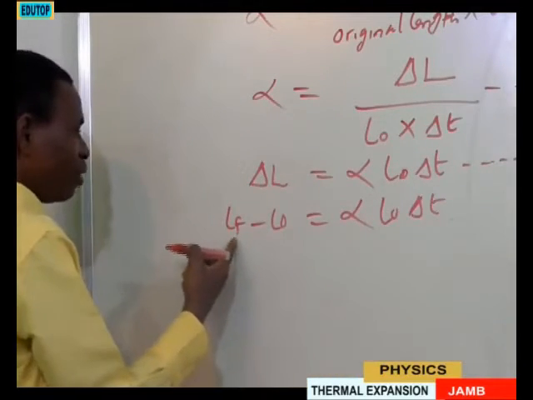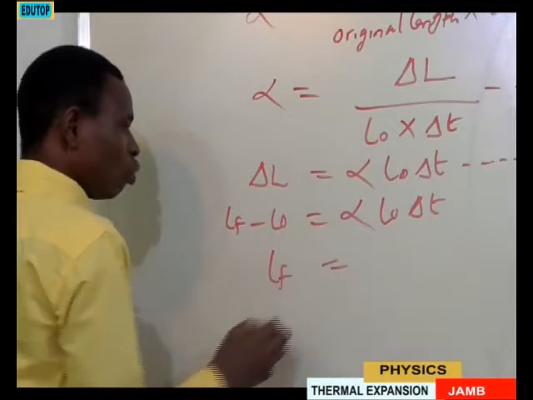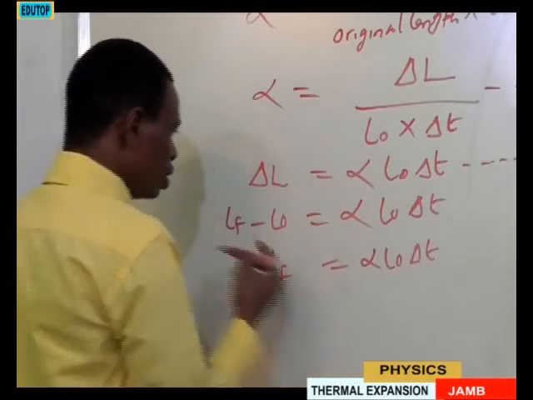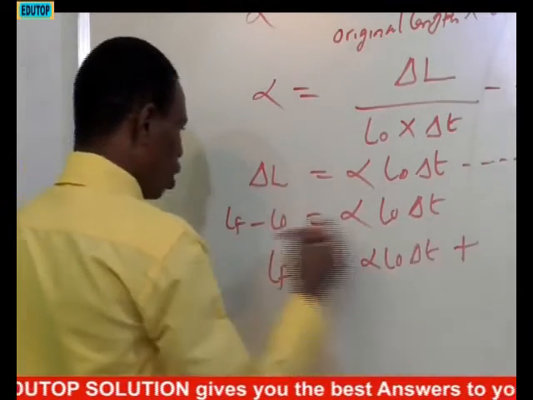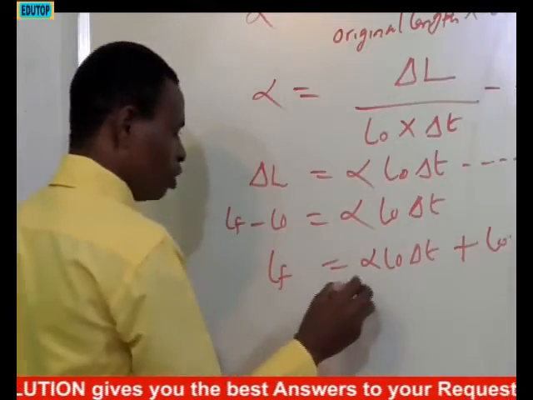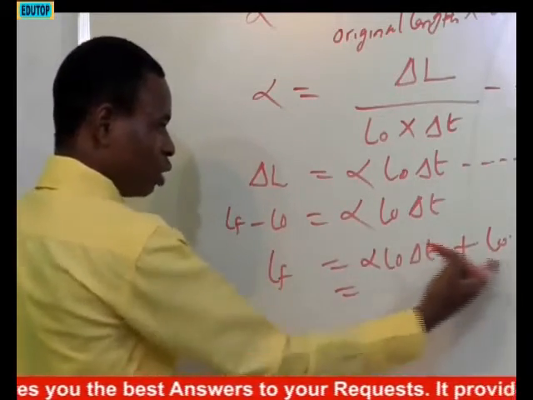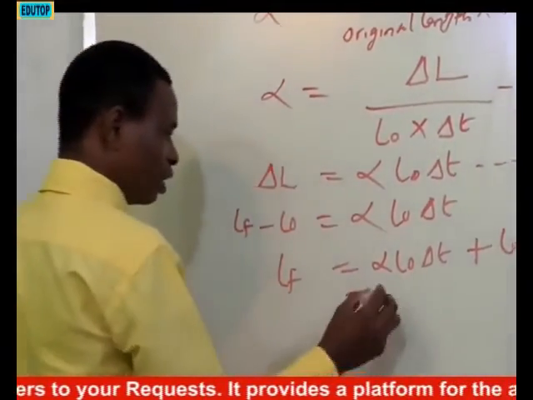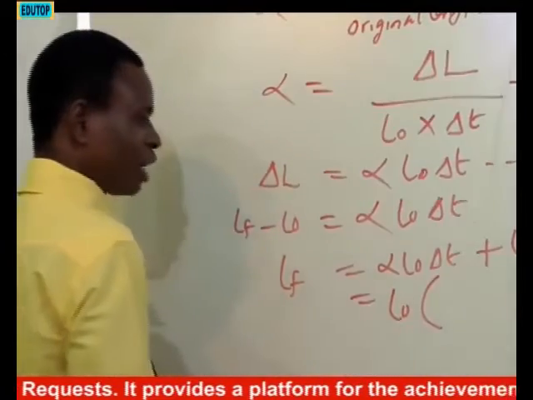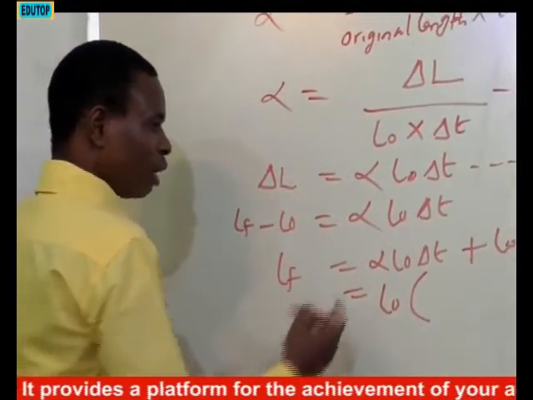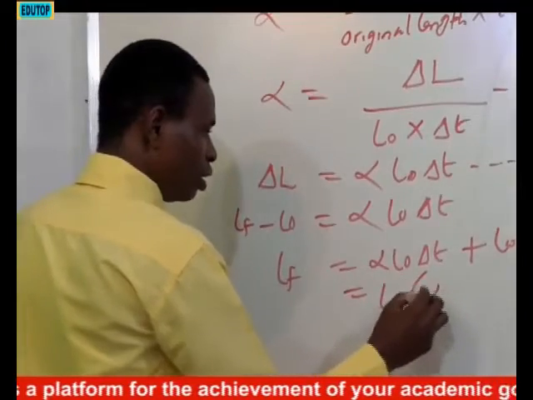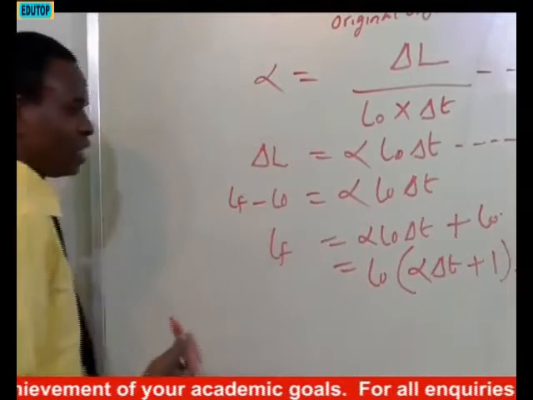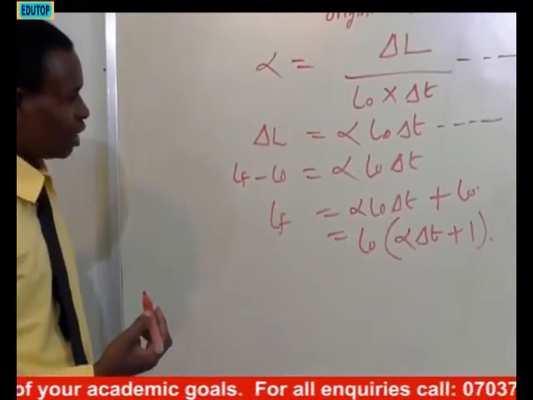Then let's derive a value for final length. Final length will be equal to the whole of this, and the minus becomes plus L naught, which is equal to, something is common here, L naught. Let's try and factorize this. L naught will come out, open the bracket. After you have opened the bracket, you are going to have the whole of this plus 1. And that is the derivation for the final length.